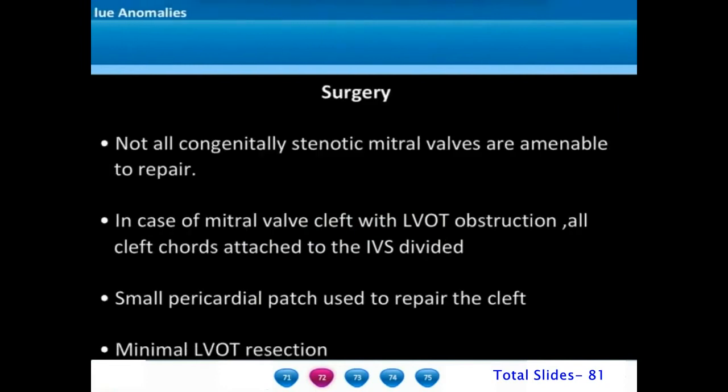Not all congenitally stenotic mitral valves are amenable for repair. In case of mitral valve cleft with left ventricular outflow tract obstruction, all the cleft cords attached to the intraventricular septum will be divided and the cleft will be repaired using a small pericardial patch. There may be a need for a minimal left ventricular outflow tract resection also.